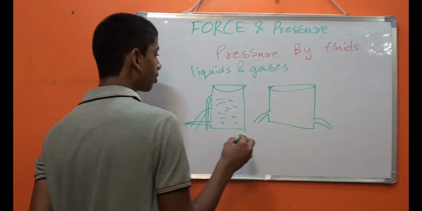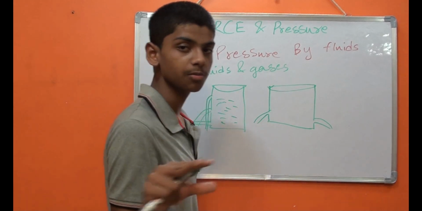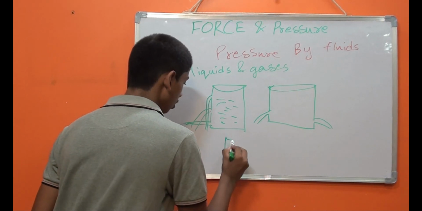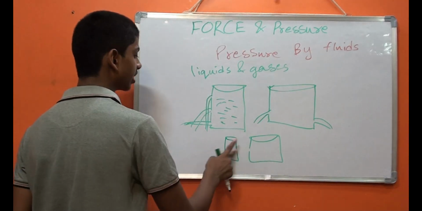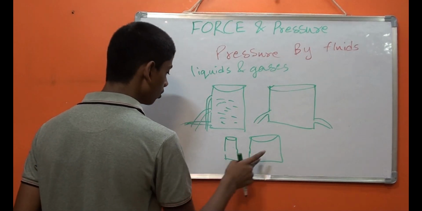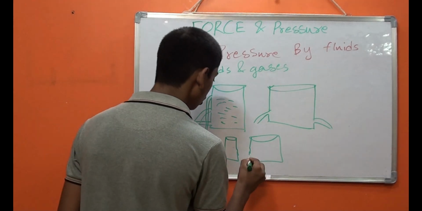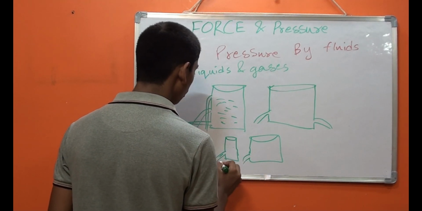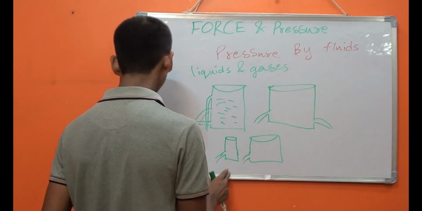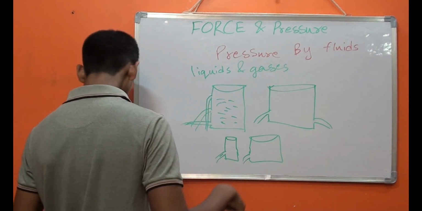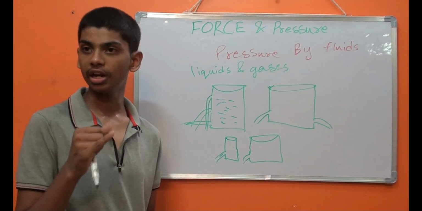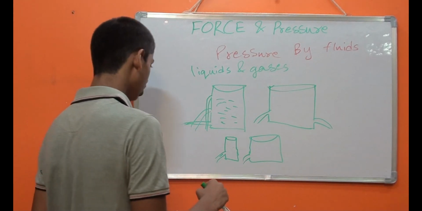Also here, the size of the container doesn't matter. Only the depth of the container matters. Now let's take two containers of different sizes. They both have the same depth. Now we make two holes. The water falls from here to here and here to here, the same amount of distance. This means that the pressure exerted by fluid doesn't depend on the shape or size of the container.